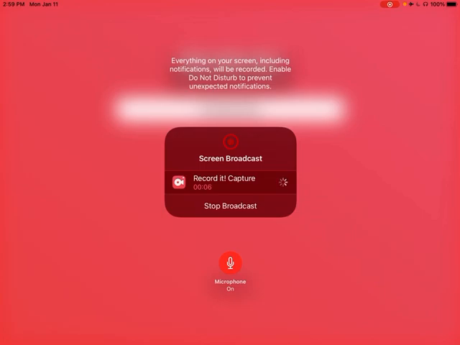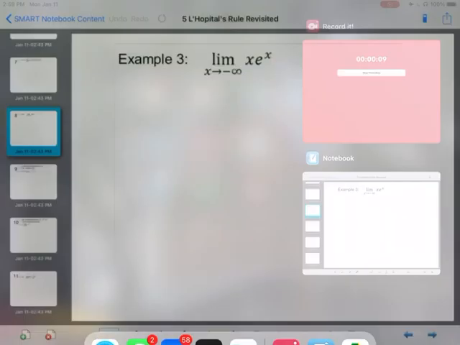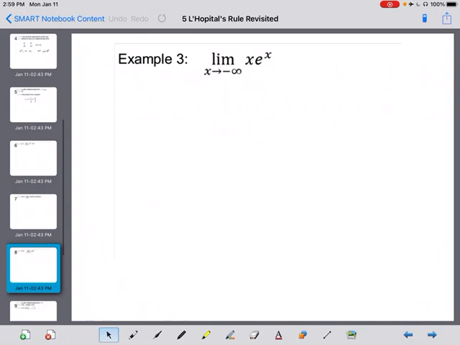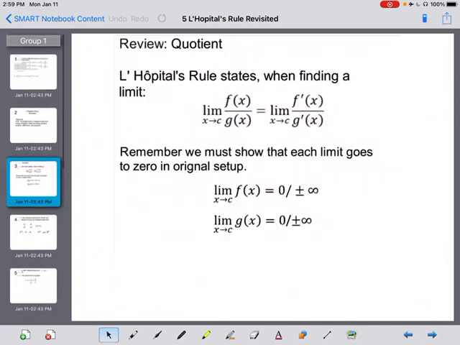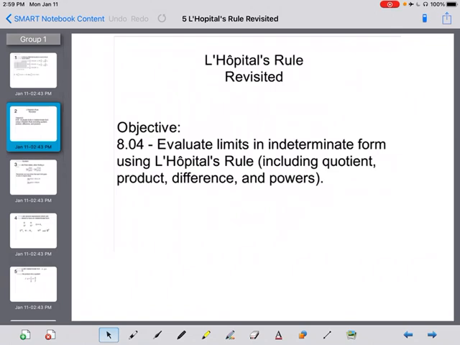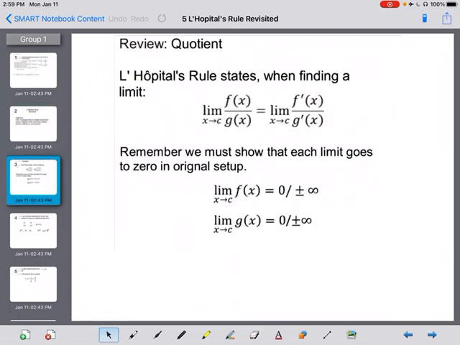Here we go, 8.4. Guess what we get to revisit? L'Hopital's rule. We are revisiting that, okay? We are going to evaluate limits in indeterminate form using L'Hopital's rule, including quotient, product, difference, and powers. Okay, let's get going.